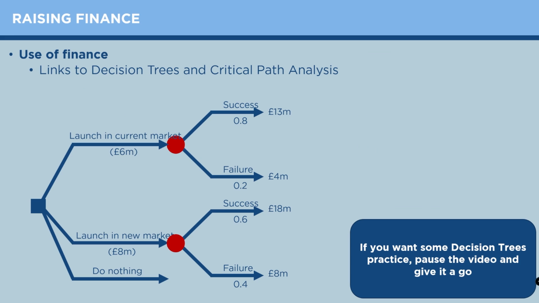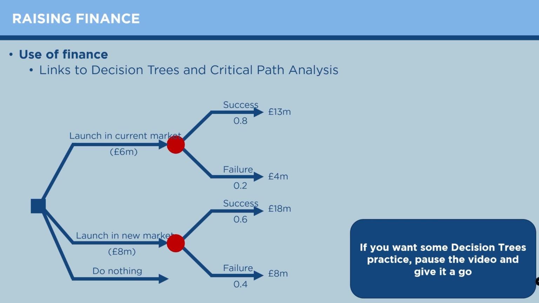Now, this also links to some of our financial, not financial, but our kind of like I mentioned about construct questions potentially being a decision tree or critical path analysis diagram. Well, the finance that we're going to use would be used as part of this model. So, for example, this example here on the screen, you can see there we've got launch in the current market, launch in a new market, and it's going to cost £8 or £6 million. That £8 or £6 million is going to come from somewhere, and so there's a link between the source of finance to the decision tree.